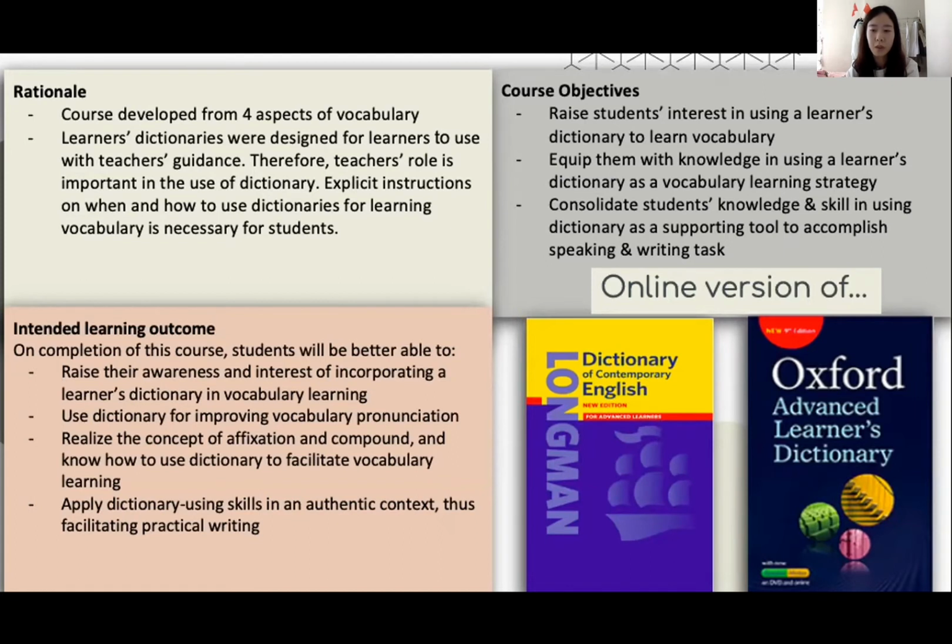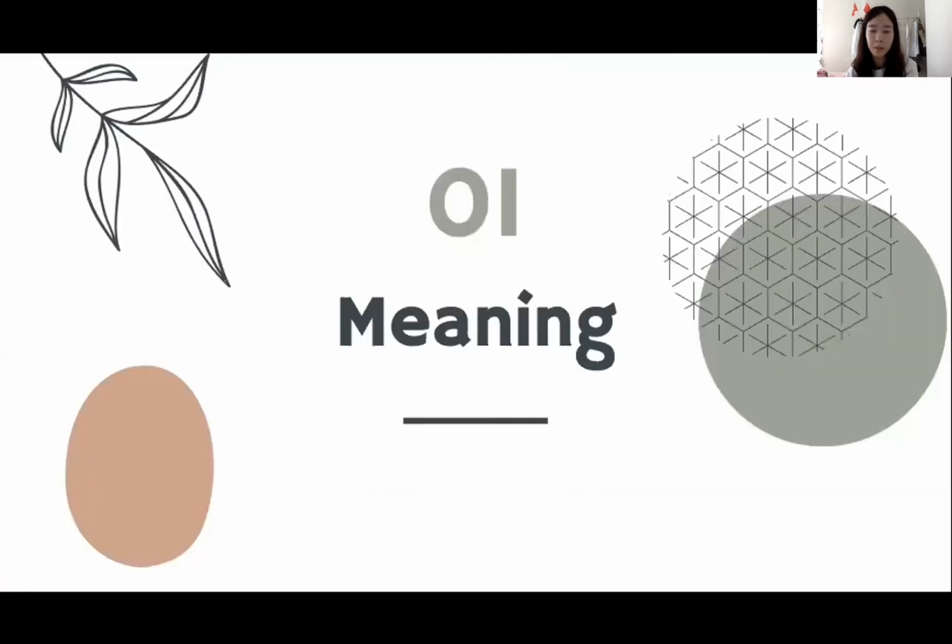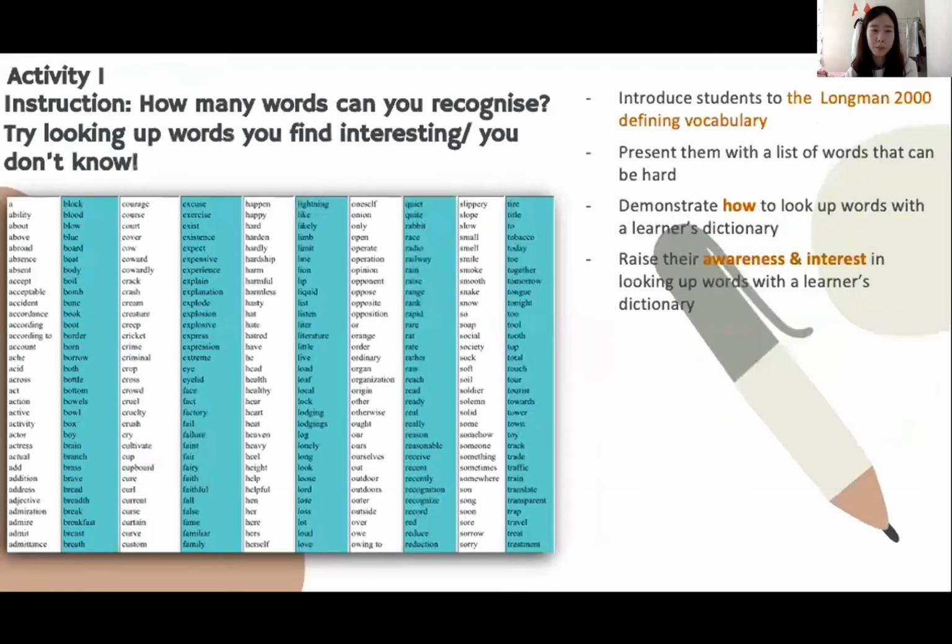Throughout the course, we will incorporate a learner's dictionary into classroom learning and teach a range of dictionary information which will be introduced in each lesson in more detail. We will use the online version of the Longman Dictionary of Contemporary English, mostly, and the Oxford Advanced Learners Dictionary as well. The first lesson is on meaning and will be delivered through 3 in-class awareness-raising teaching activities.